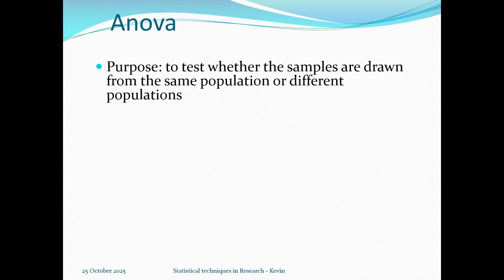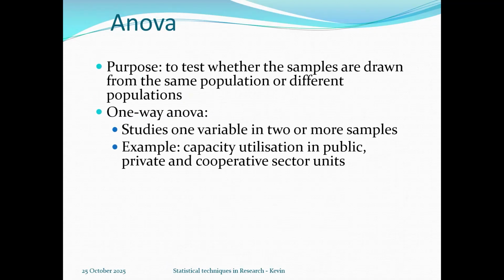Now, ANOVA. ANOVA is used for three or more groups. Purpose is to test whether the samples are drawn from the same population or different populations. One-way ANOVA studies one variable in two or more samples. We are studying one variable in two or more groups: rural, urban, semi-urban, low income, middle income, high income. One example, capacity utilization is the variable that we are studying in public sector and cooperative sector.